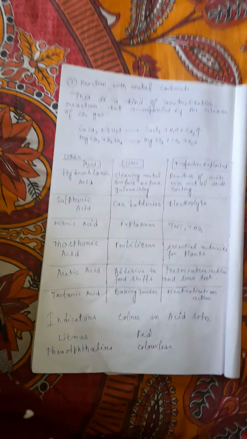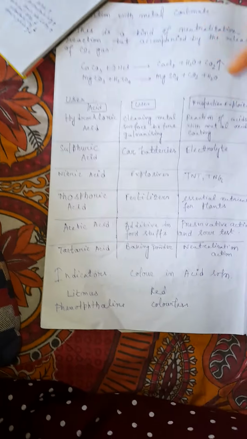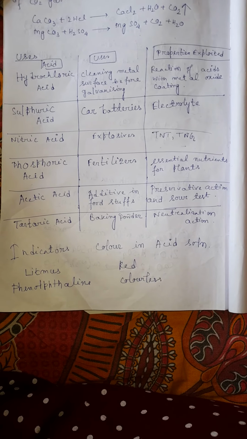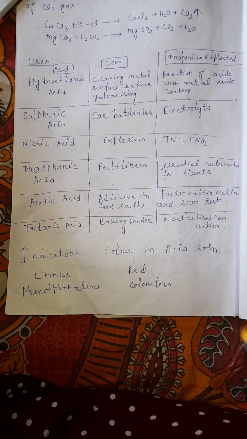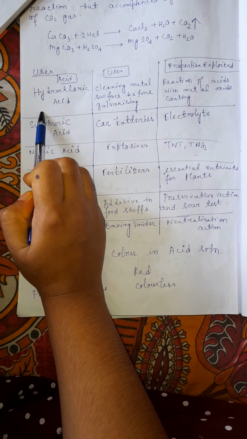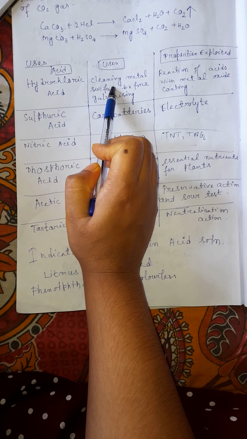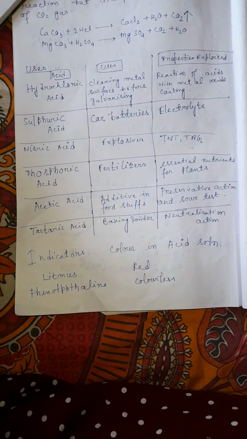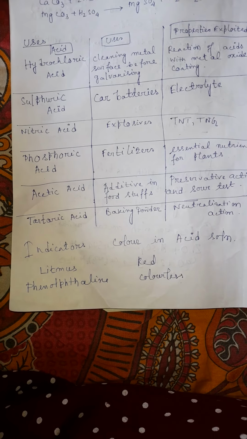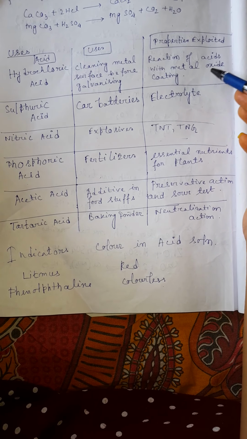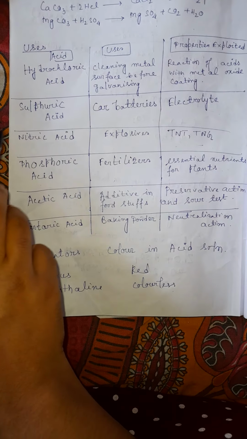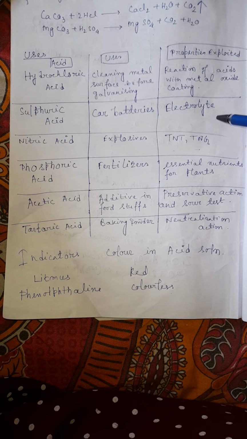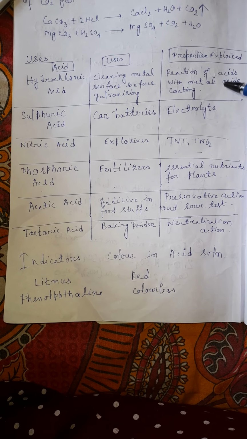Now the uses of acids. So how can acid be used in our day-to-day lives? First, hydrochloric acid is used for cleaning metal surface before galvanizing, and the property exploited in this use is the reaction of acids with metal oxide coating. Next, sulfuric acid is used in car batteries. Property associated is electrolytic behavior.